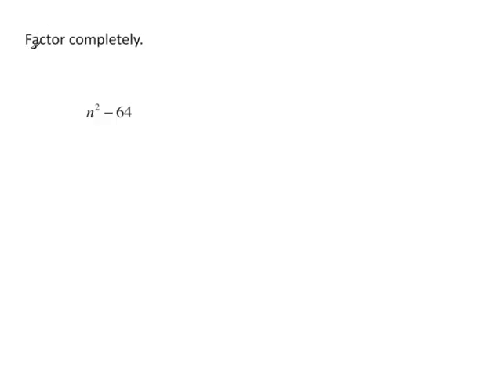Okay, this problem is asking us to factor completely, so we need to write it as a product of factors. So the first thing you have to do when you're factoring something is to check to see if you have a factor that you can factor out, like a greatest common factor. So here we have n squared and 64, so they don't have anything in common.